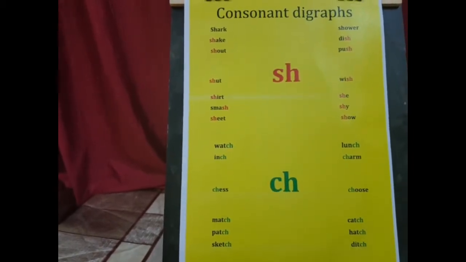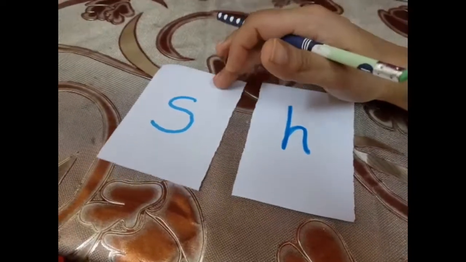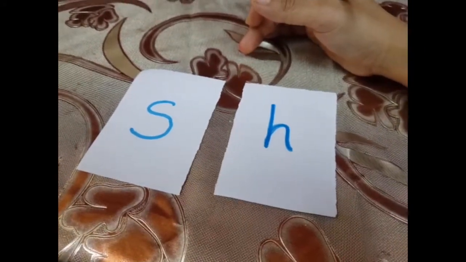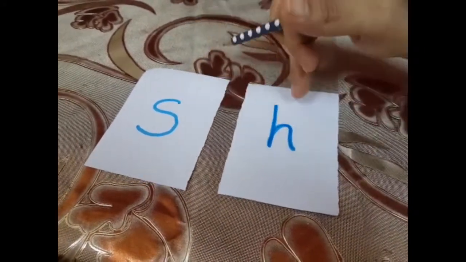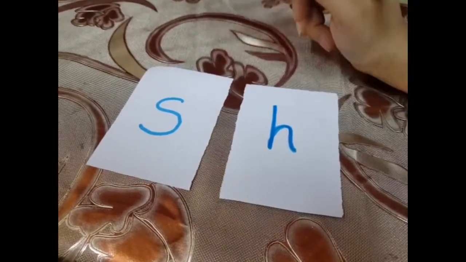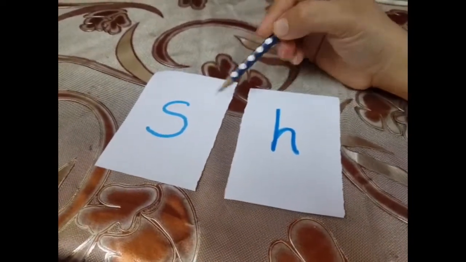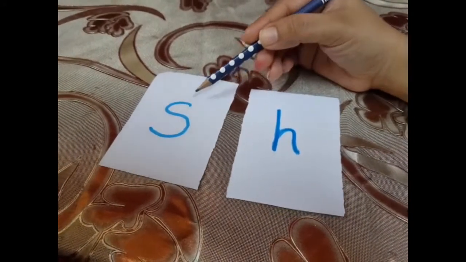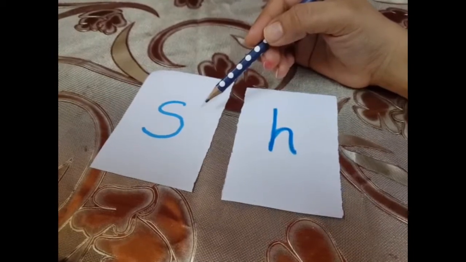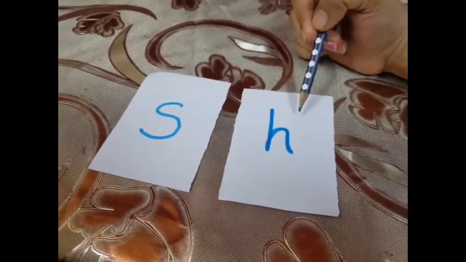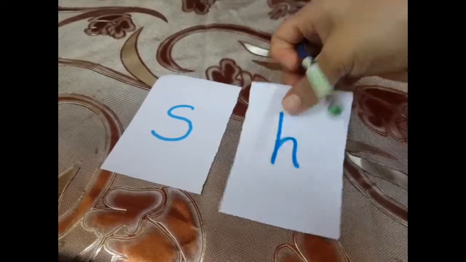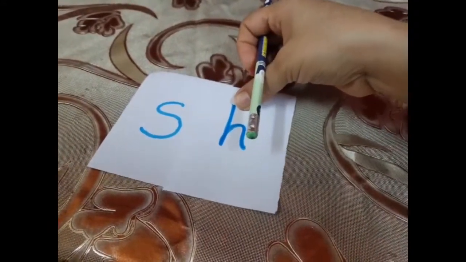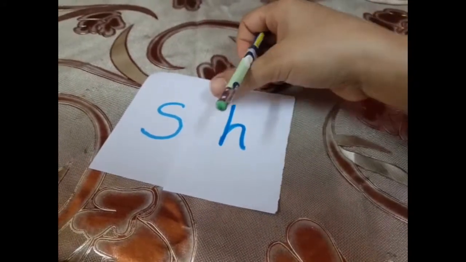Let's start now. Today, Filza, we are learning about some of the consonant digraphs. Consonant digraphs are when two consonants are combined together and make one sound. Here you can see two different consonants. What is the alphabet here? S. What is the sound of S? S. And the sound of H? H. But when I combine them together, SH, it makes the sound sh.